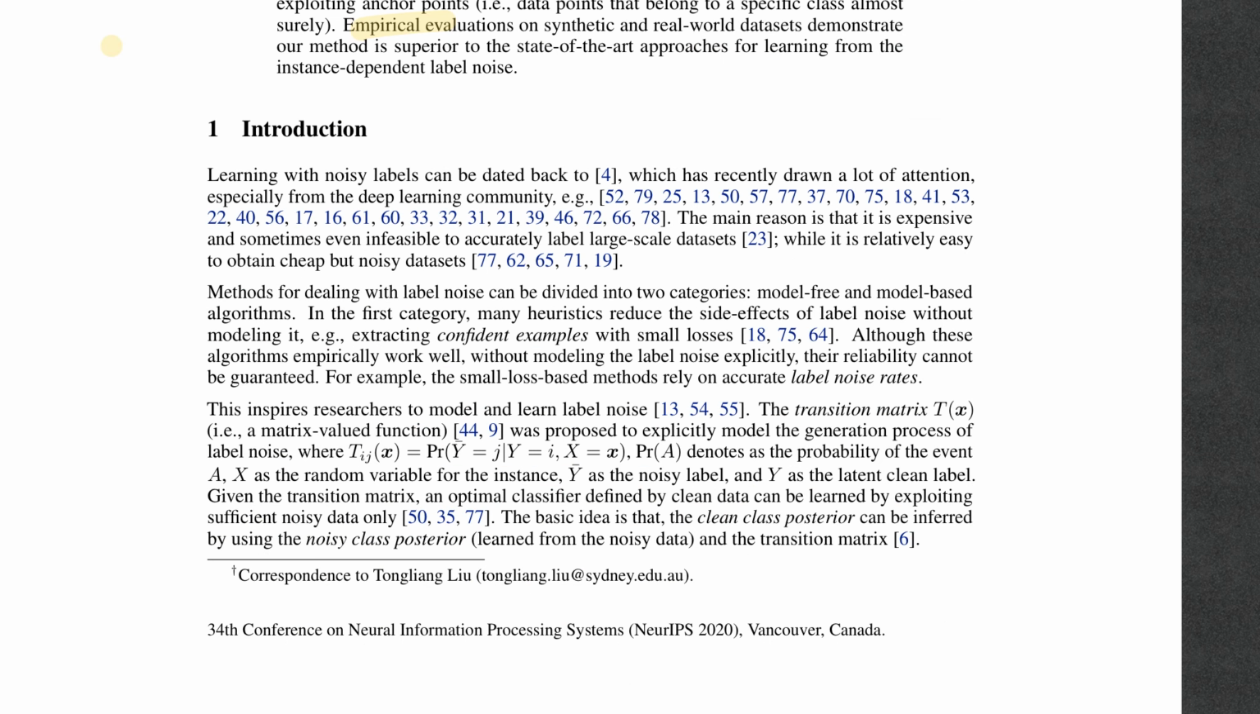In starting the discussion of their work, they mentioned that the works that deal with label noise can be, roughly speaking, divided into two categories. Category 1 is model-free, and category 2 is model-based algorithms. In the first model-free category, there are heuristics that are used to reduce the side effects of label noise without actually explicitly modeling them. For instance, extracting confident examples or partitioning based on loss.